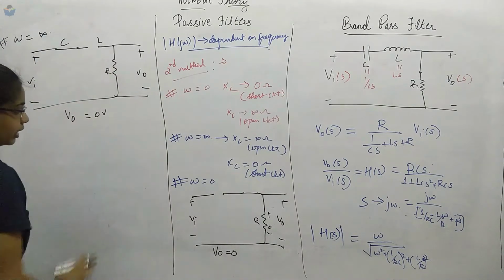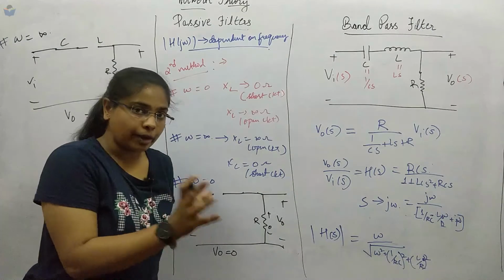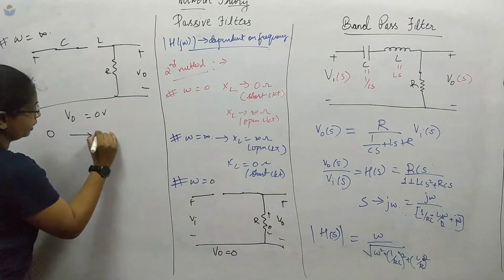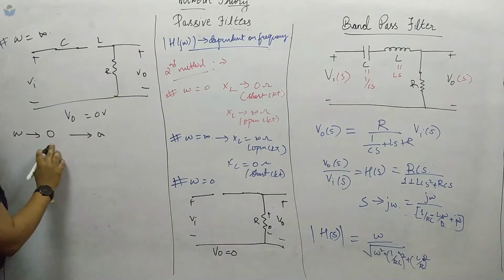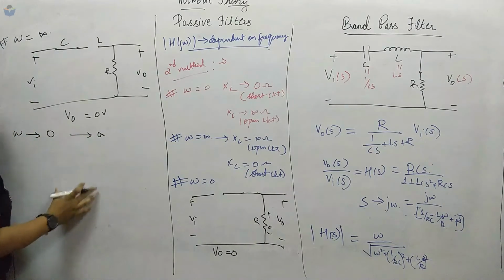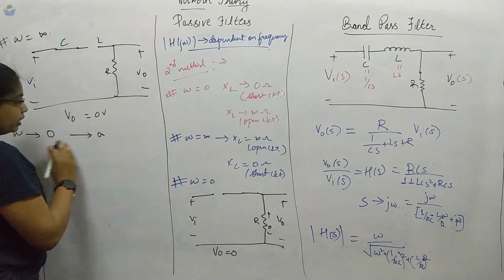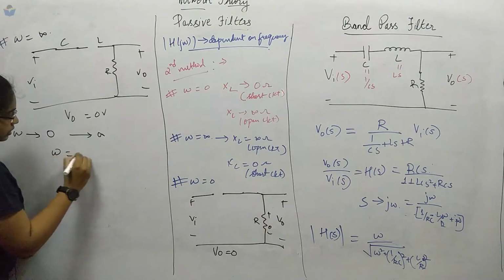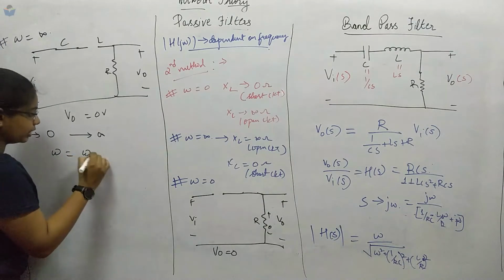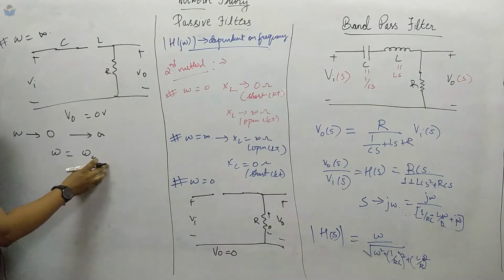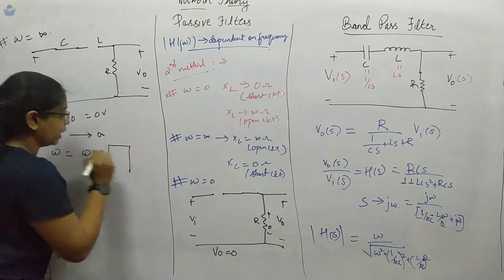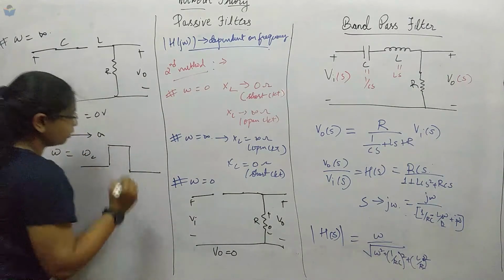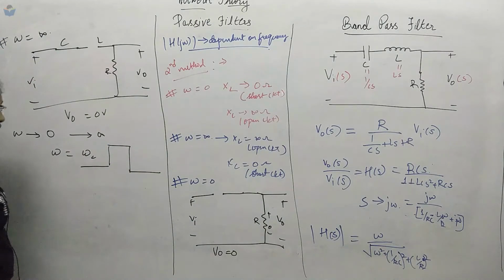Now what does this indicate? It doesn't mean that there is no band in it. When omega is moving from 0 to infinite, there will be some voltage appearing in between. That means at some frequency, which we will call the cutoff frequency, we will get a band. Initially it will be 0 and the final value will also be 0.